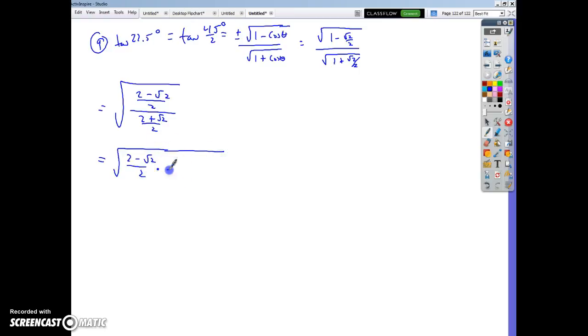I've got fraction over fraction, so I flip and multiply, don't I? Just the square root on the bottom. That's still going to mess us up because we've got a ways to go. So 2 minus root 2 over 2 plus root 2. I have to get rid of that on the bottom.